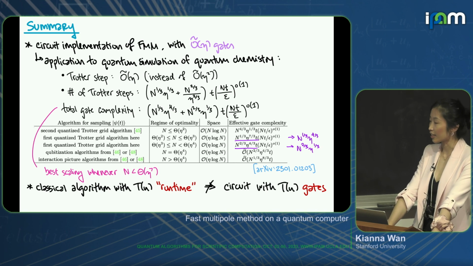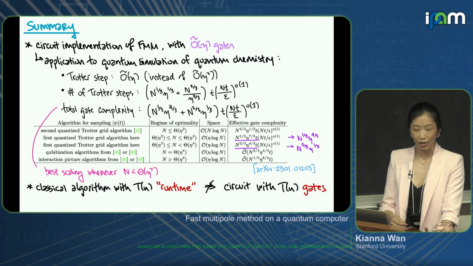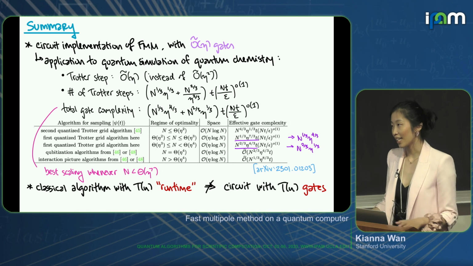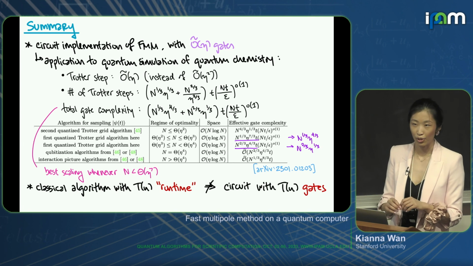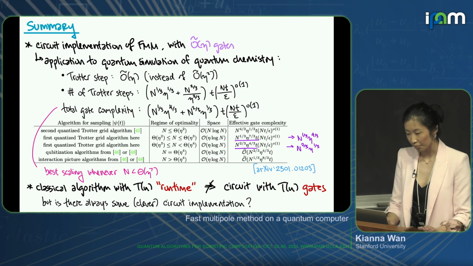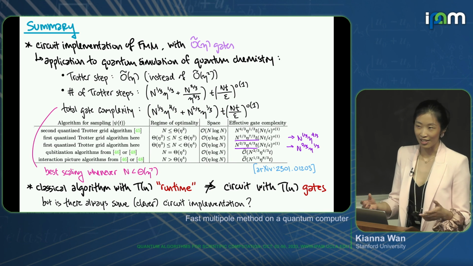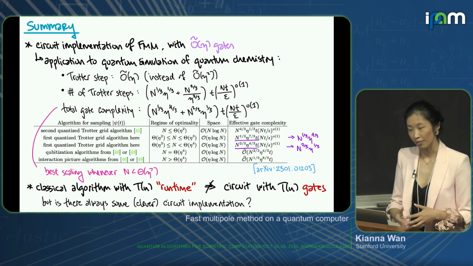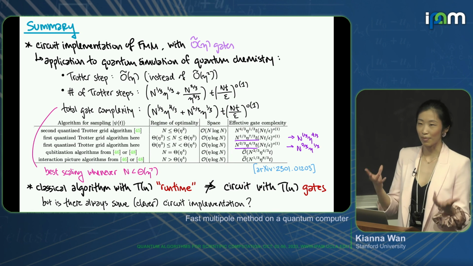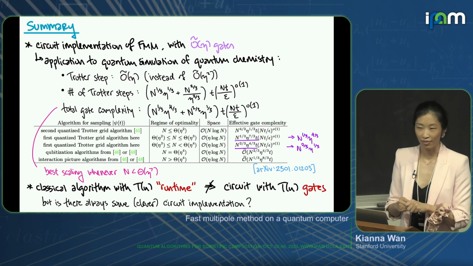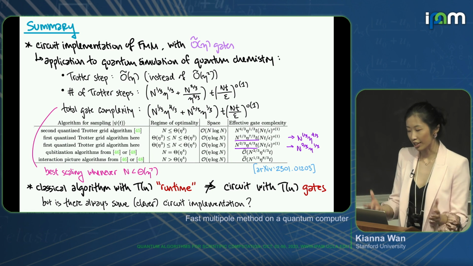And finally, as a general remark, we saw that if we're given a classical algorithm with some runtime, it doesn't immediately translate into a circuit with the same complexity in terms of number of gates. So an open question is whether there is, in fact, still always such a circuit. In the FMM case, our circuit implementation really seems to be custom tailored to the specific structure of FMM, and it doesn't immediately suggest a general strategy.